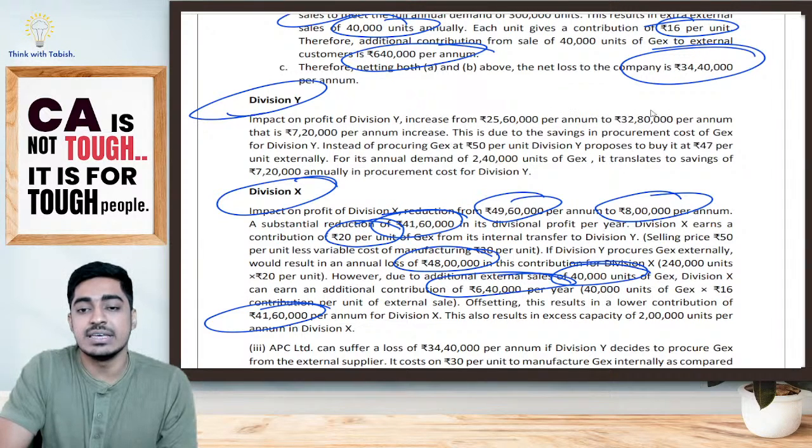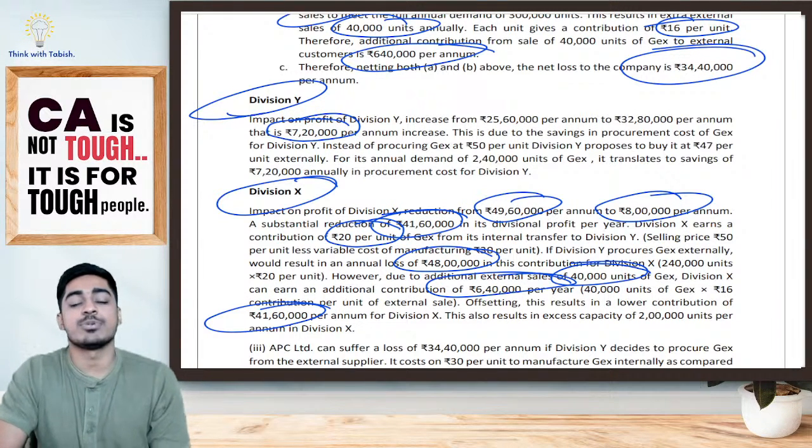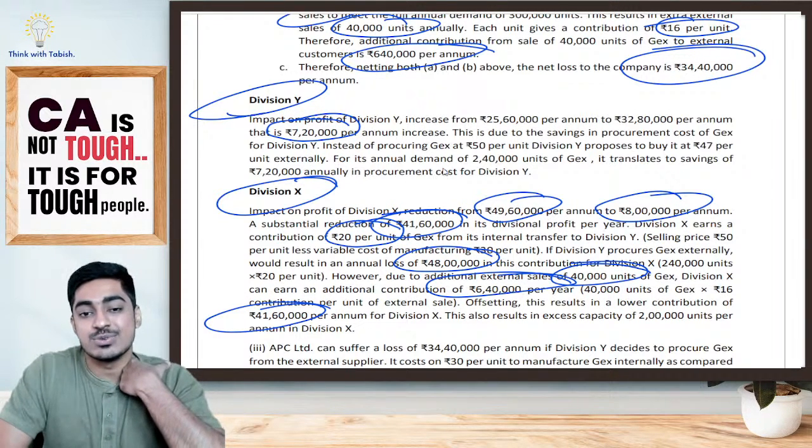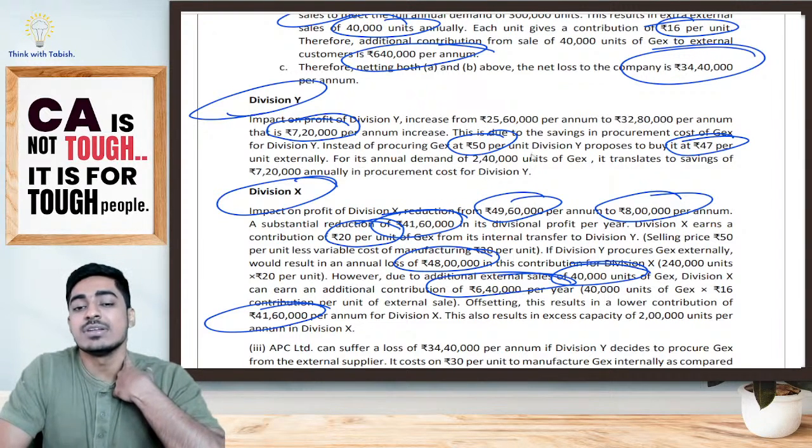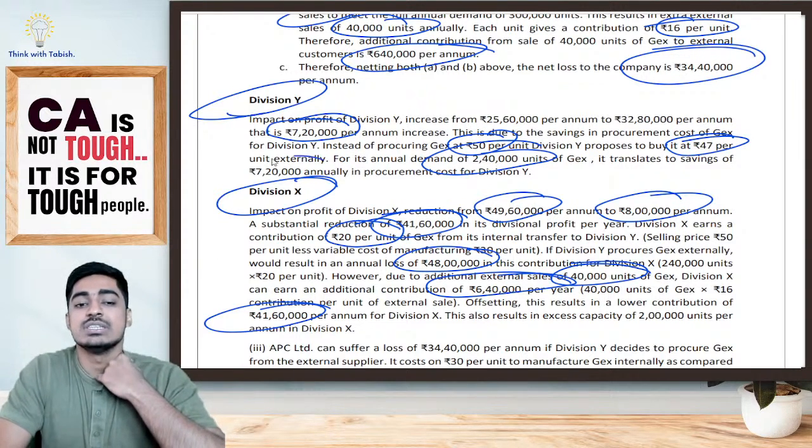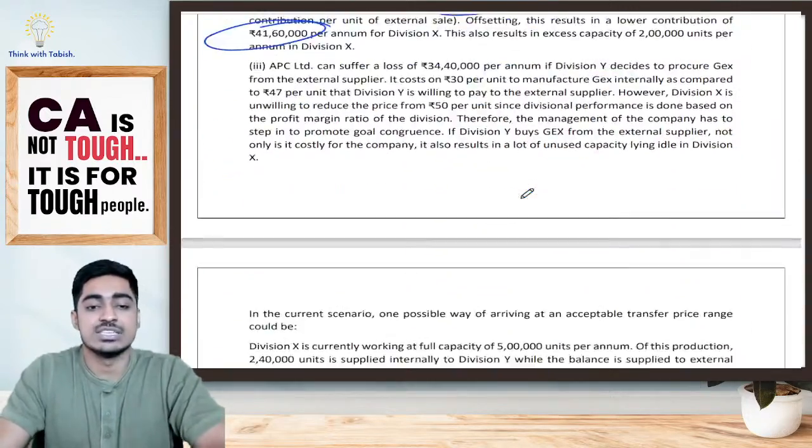Now our profit will increase by 7 lakh 20,000. Why? Because previously we were buying at 50 rupees, now we are buying at 47, for a total of 2 lakh 40,000 units. This is what it has told.